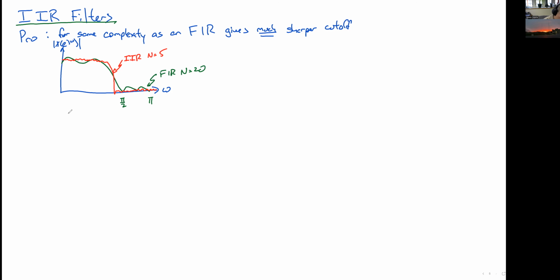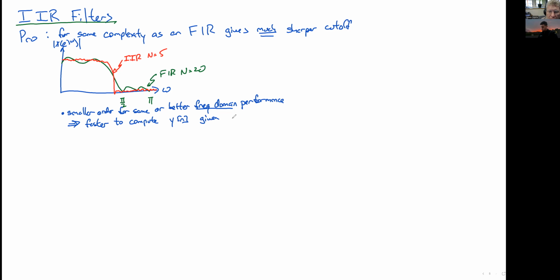And because you can get by with a smaller order for the same or better frequency domain performance, I didn't say anything about time domain, but frequency domain performance, therefore it's faster to compute your output, given a steady stream of incoming input signals. So that's useful.